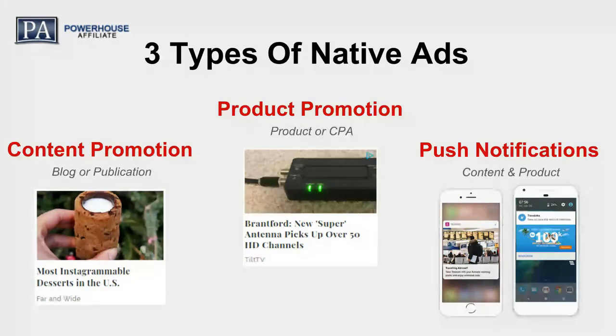Now, another type is a product promotion. This is where it's not going to an actual site for content, but rather a CPA offer. This is kind of what we're going to be focusing on with our native ads. And a third is kind of a blend because they can be either content or product, but it's delivered differently.